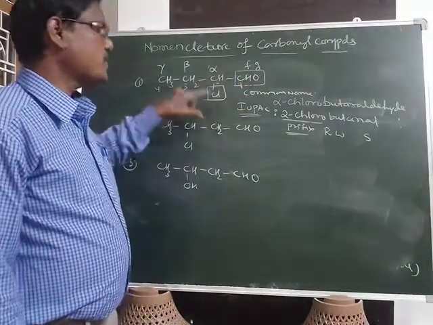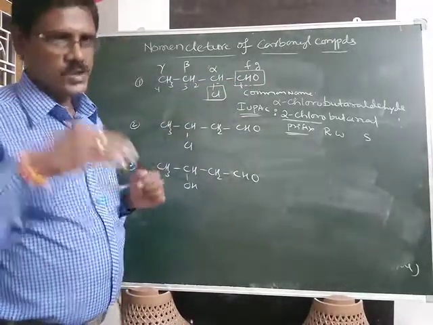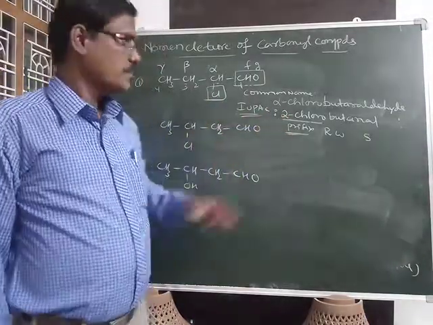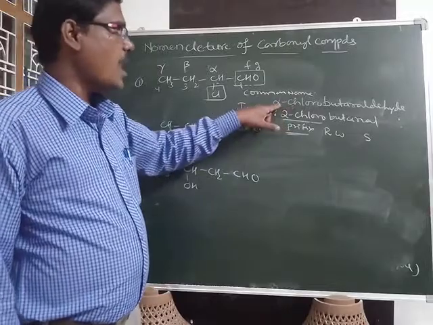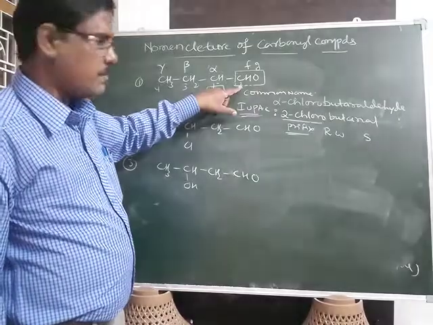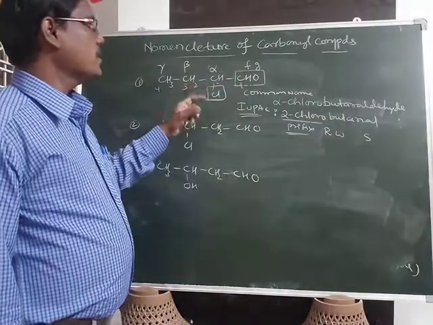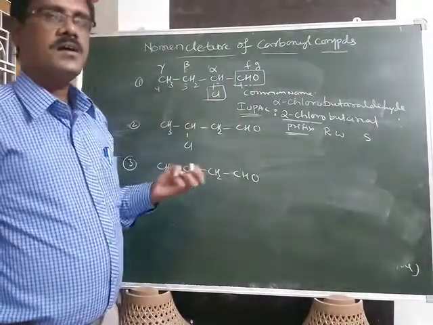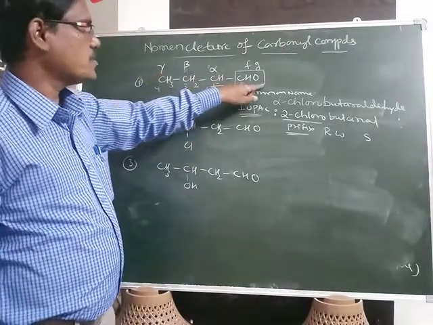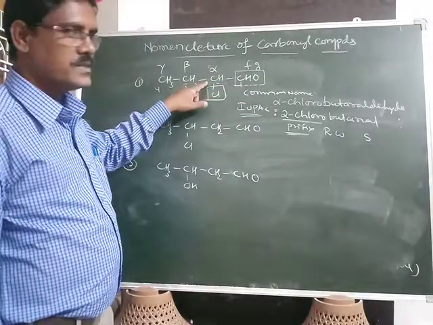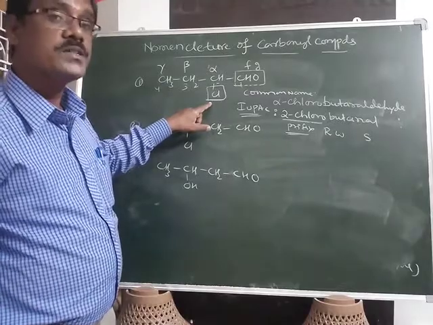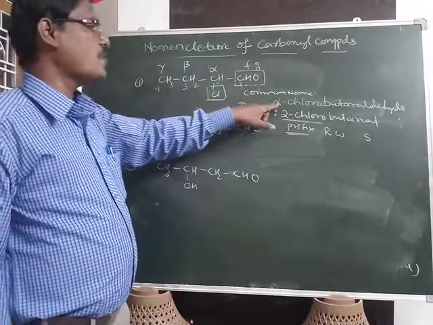After the functional group, the side chain is treated as a substituent. A substituent is written as a prefix name only. Here the prefix name in the common name is alpha chloro. Why? Because the functional group is this carbon. The carbon after the functional group is known as alpha carbon. That's why at alpha carbon chlorine is present. Therefore it is known as alpha chloro.